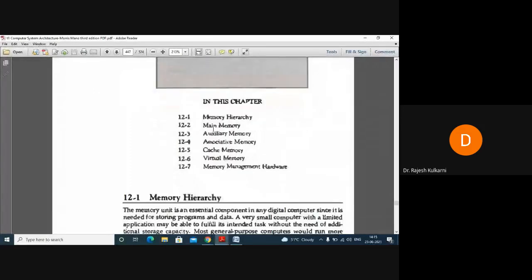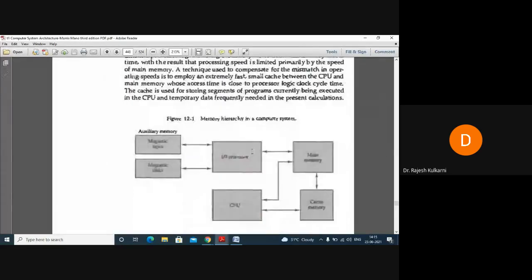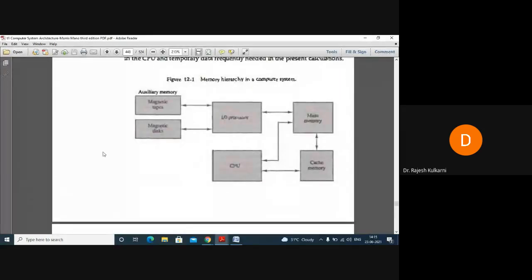In memory organization, we have to understand memory hierarchy. Try to connect with this diagram of memory hierarchy, wherein we have different types of memories visible. What we can understand from this diagram is that there is a CPU and there is an IO processor.